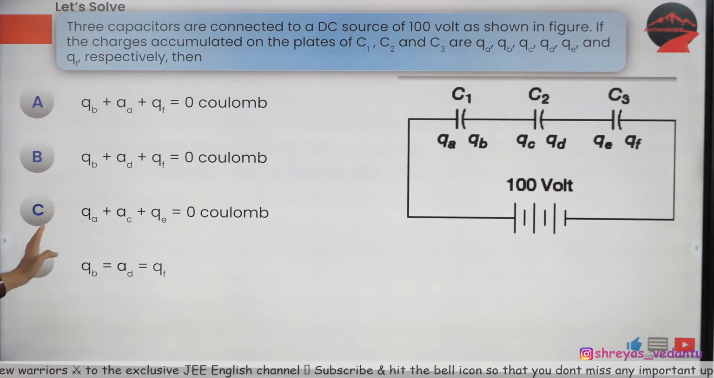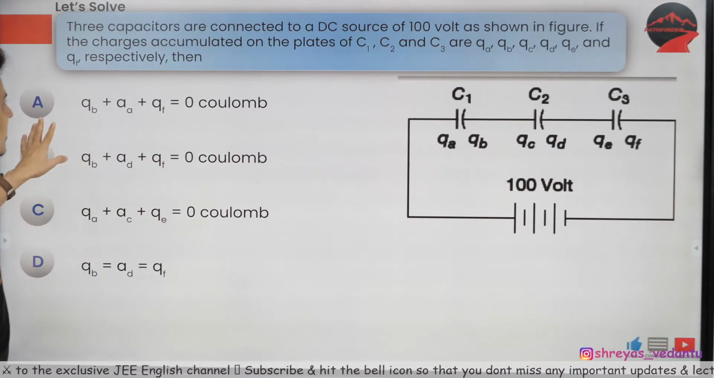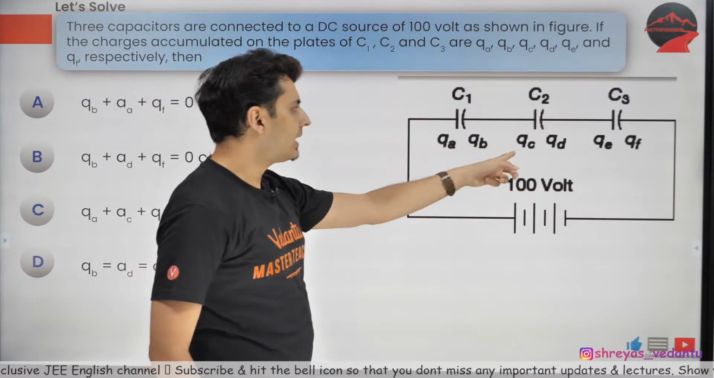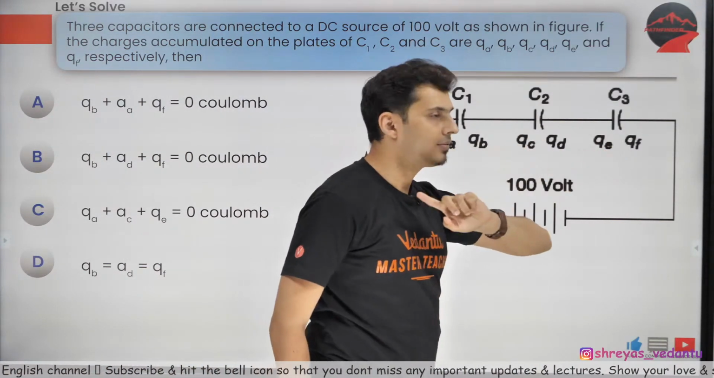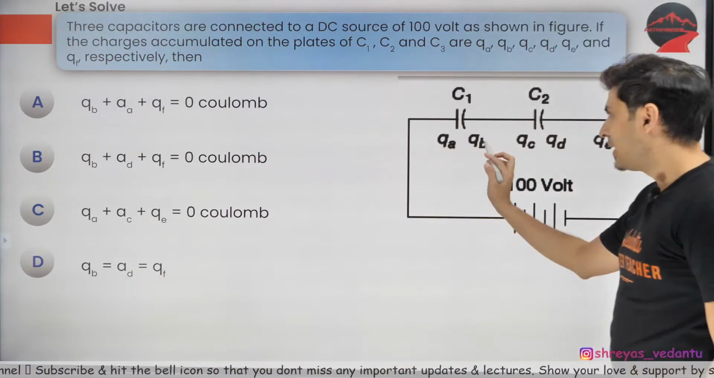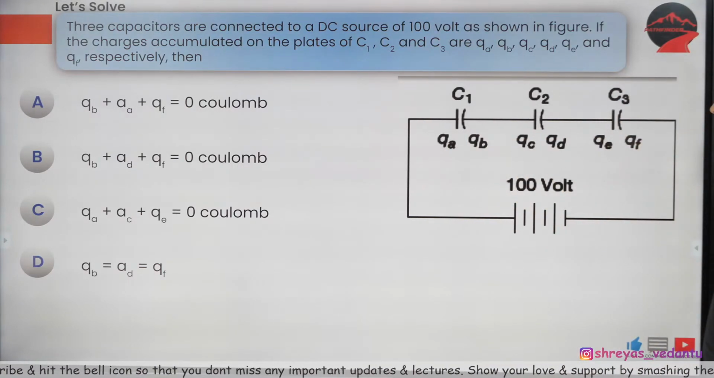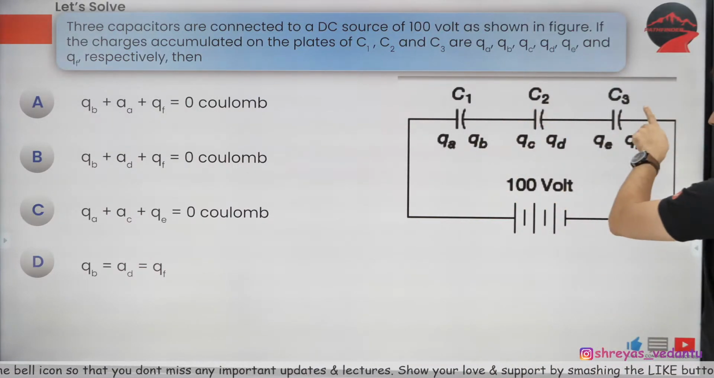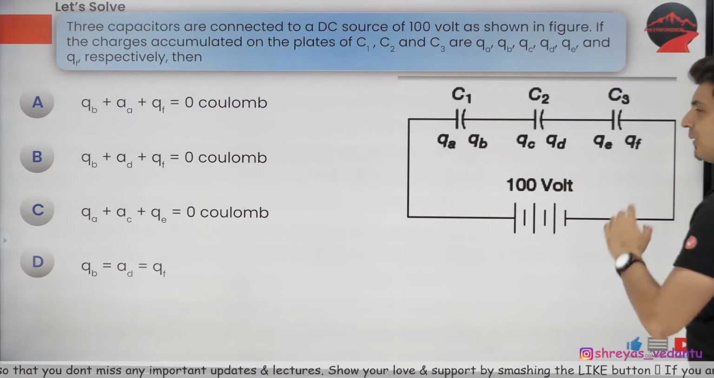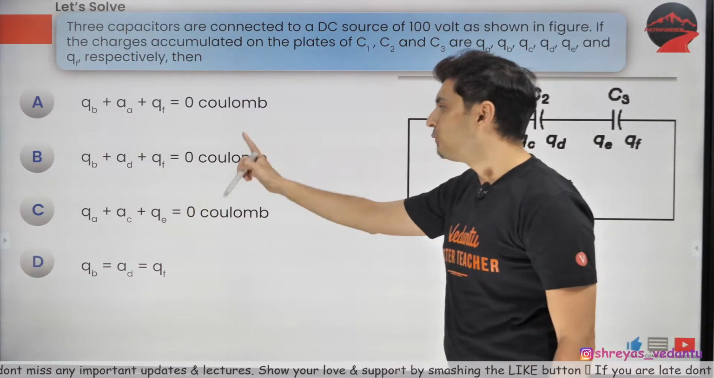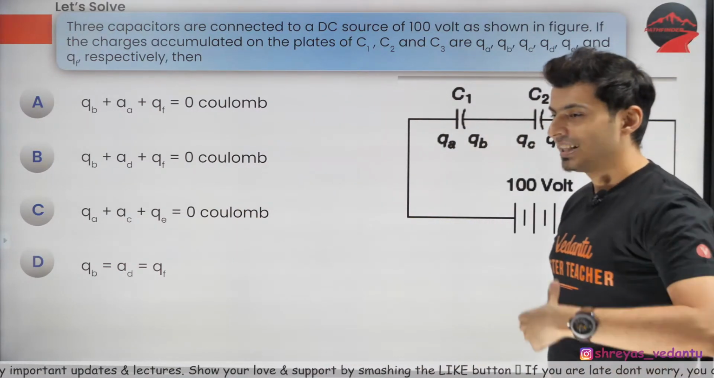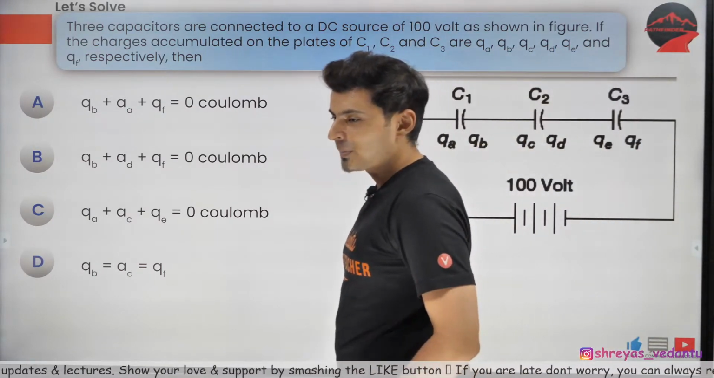Moving on to the next question, again based on charge distribution. A, B, C, D, E, F: different charges are mentioned on different plates of three capacitors C1, C2, C3 connected to a battery of 100 volts. Only one relationship is true. Let's see how many of you are going to get it.